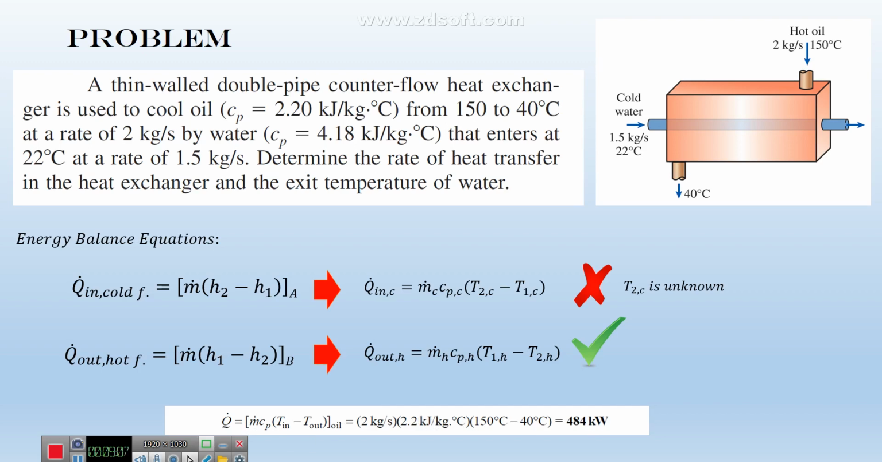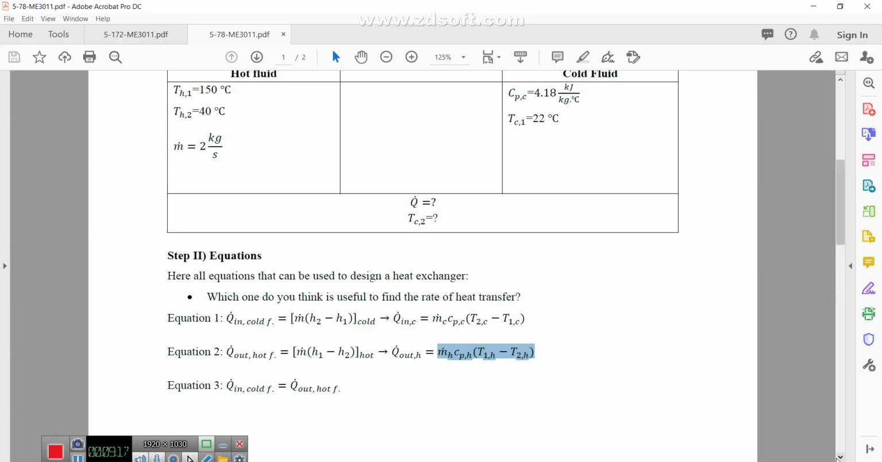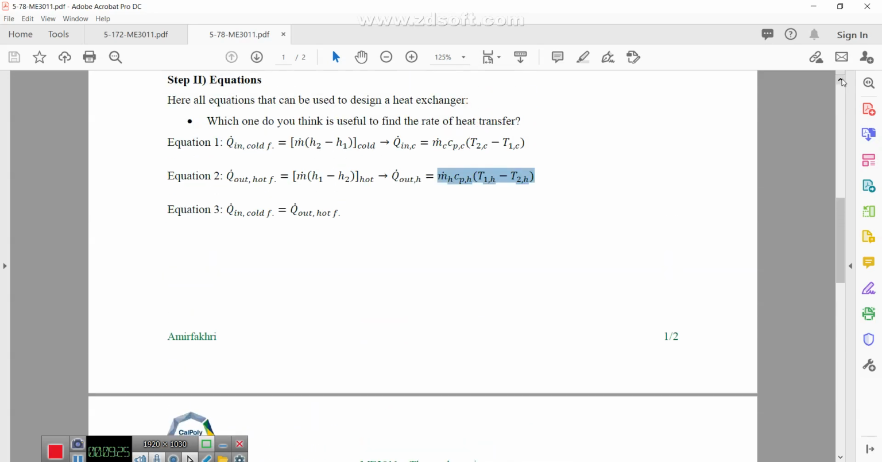Okay, the second step, you are asked to find the exit temperature of water. To find the exit temperature of water, let's go here. Okay, so again, please check these three equations here. Which one do you think is the best one to find the exit temperature of cold fluid? Let's spend 2 minutes, guys, and then we can discuss which one is the best one. Which one do you prefer to pick to solve the second part of this problem?